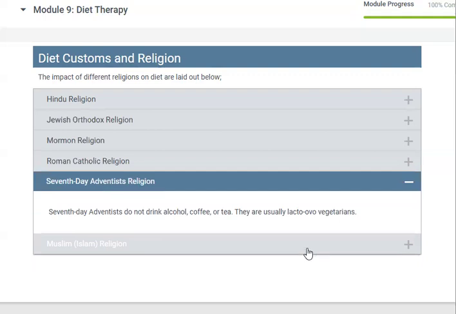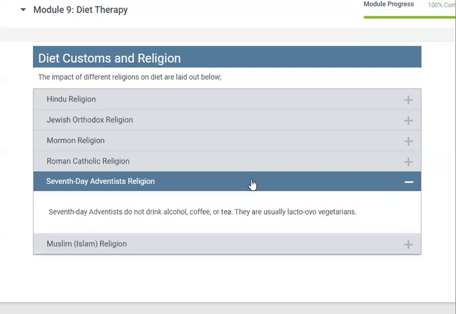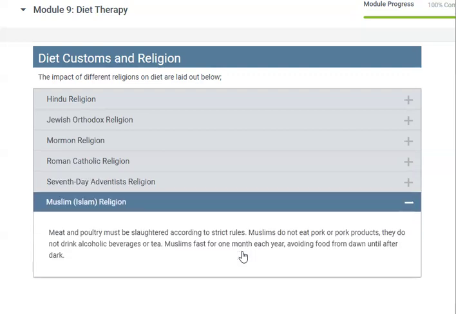Seventh-day Adventists religion. Seventh-day Adventists do not drink alcohol, coffee, or tea. They are usually lacto-vegetarians. Muslim, Islam, religion. Meat and poultry must be slaughtered according to strict rules.